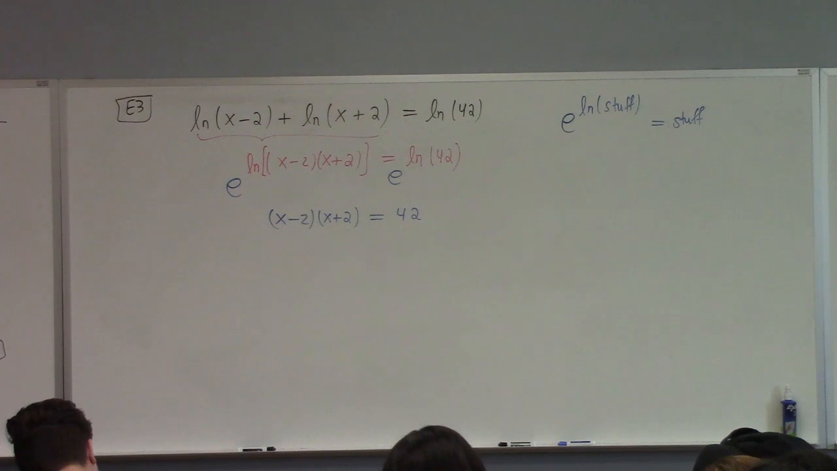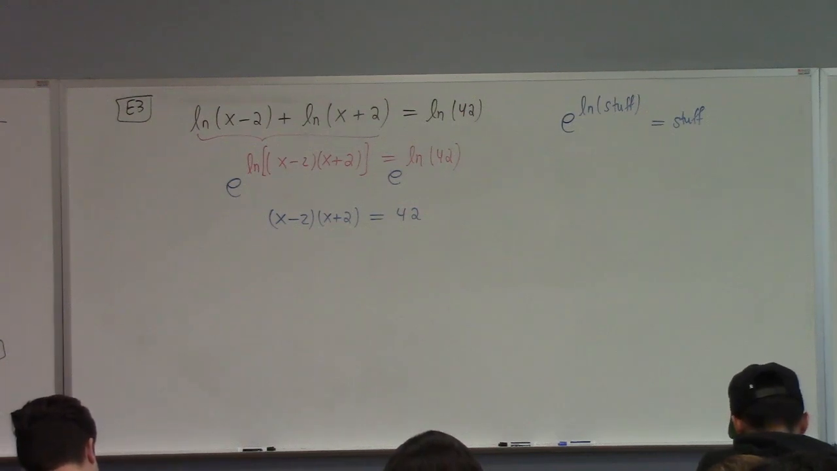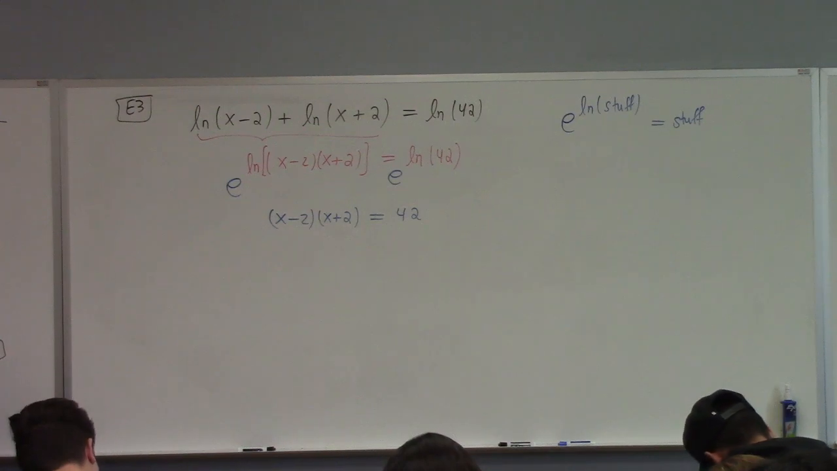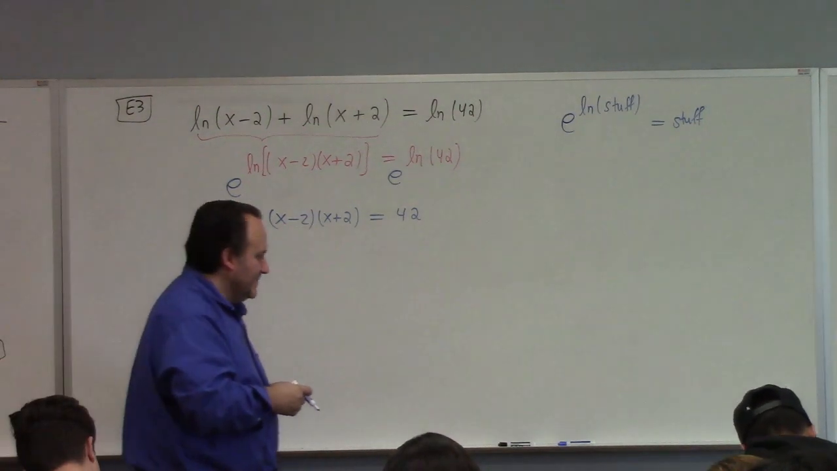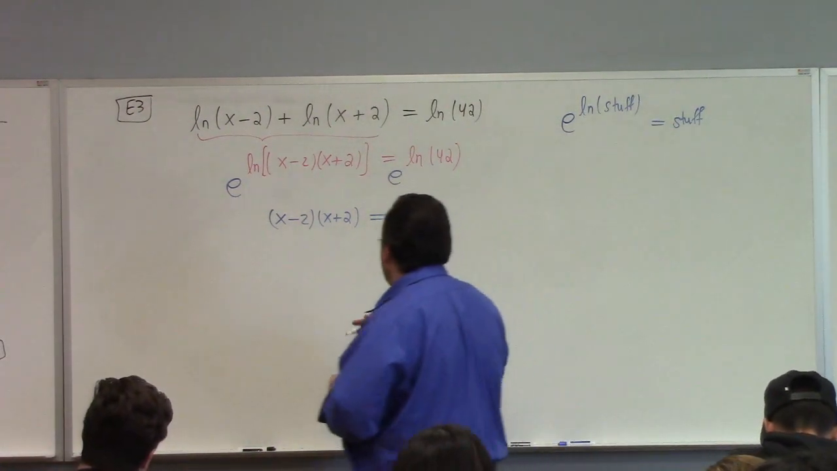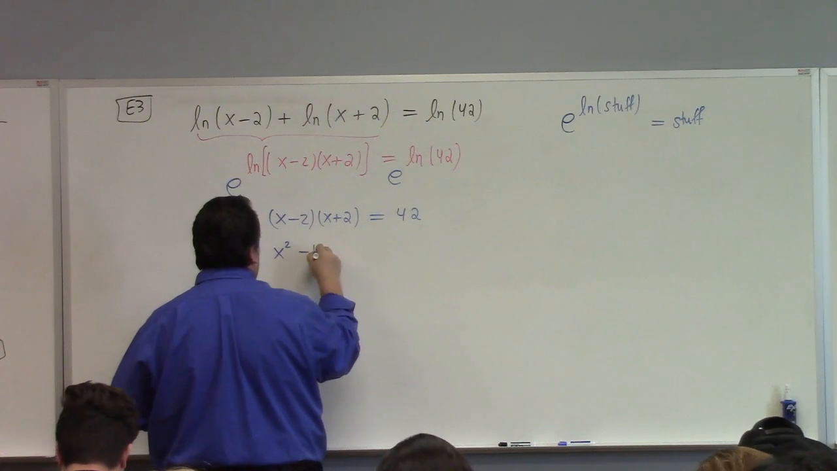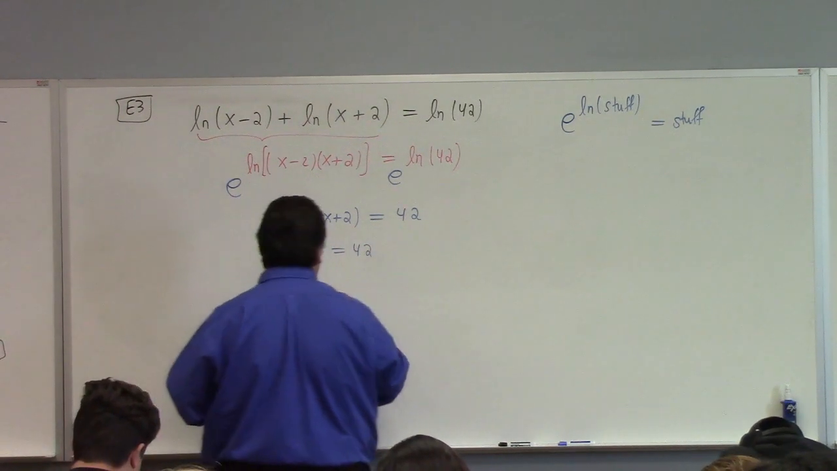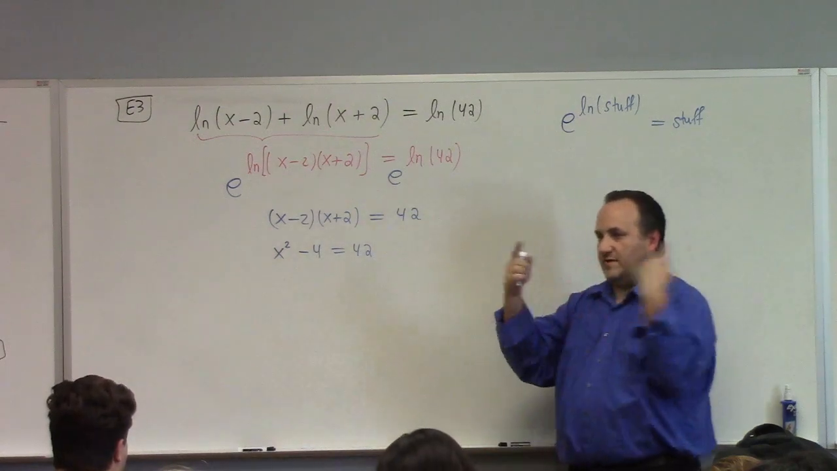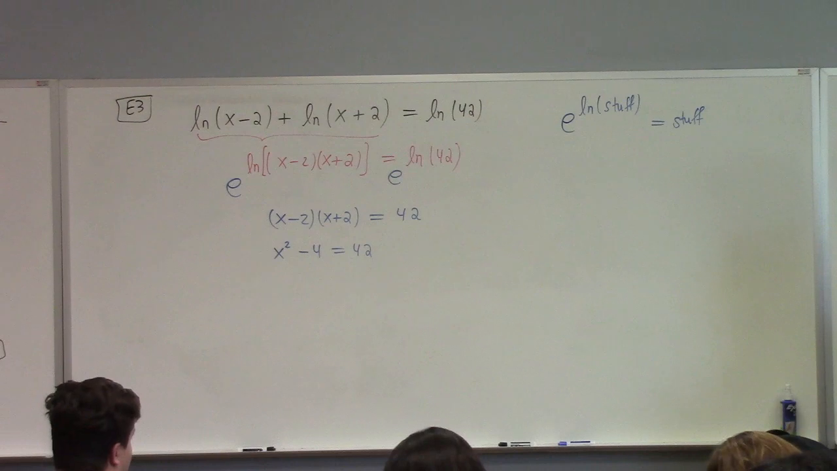At which point you wax nostalgic for week 2 in this course, right? Because this is a quadratic equation, which we have solved hundreds of in here, I feel like. So combine the parentheses together. Oh, if by that you mean multiply it out, yes. x squared minus 4 equals 42, right? Because you get a minus 2x and a plus 2x, and they cancel.